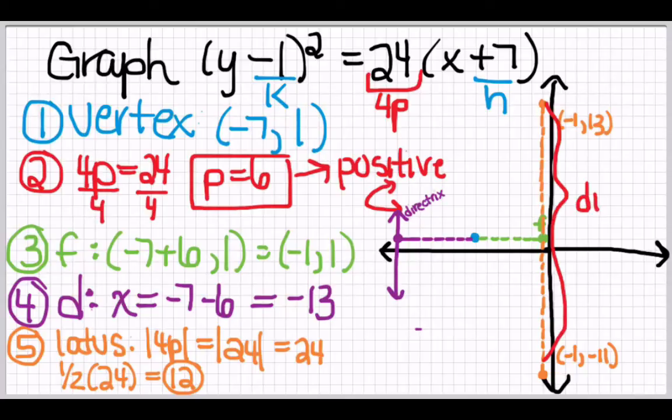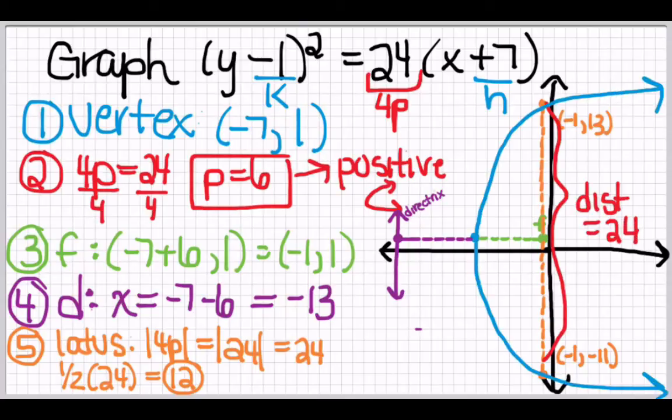The total distance there is our latus rectum length, which is 24, and now I'm just going to graph a curve through those 3 points. So using those 5 steps, you can graph either a y squared or an x squared parabola. So vertex, p-value, focus, directrix, and latus rectum. I hope this helps.